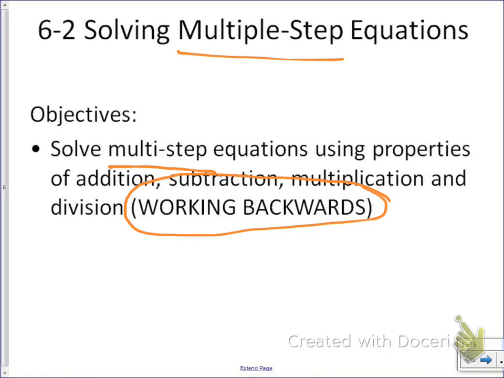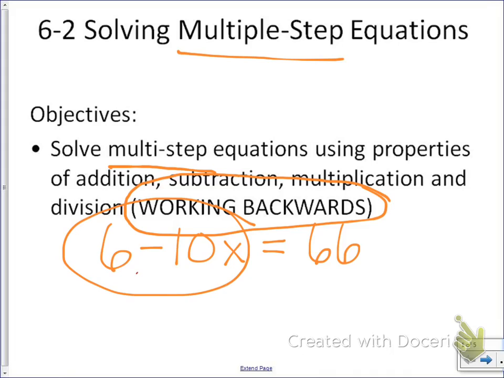Well, let's look at a situation where we have something like 6 minus 10x equals 66. Well, 6 minus 10x, most people would say, oh, x is being multiplied by 10 and then being subtracted from 6. And so the last thing they said was subtract, so they think they would have to add 6. But that wouldn't be correct. That wouldn't undo what's happening. It wouldn't be undoing a 6 at all. Adding 6 would be the exact opposite of what you want to do.